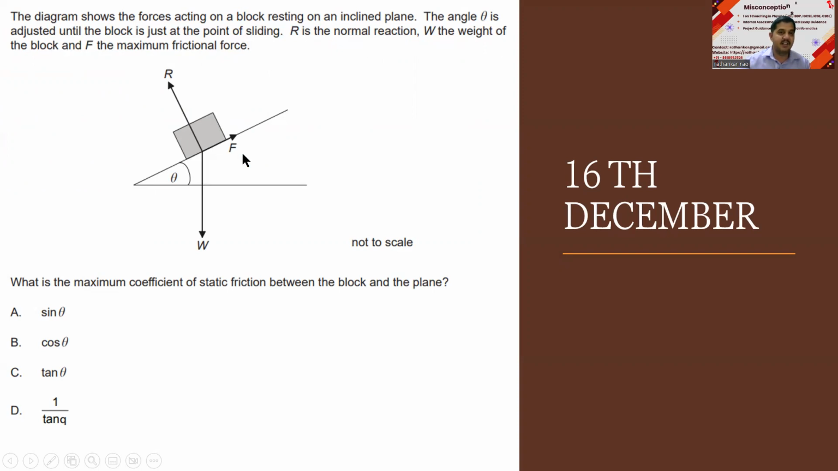It means it does not slide yet. It is just standing there, and the moment you increase the angle by a little bit, immediately the object starts sliding. R is the normal force, W is the weight of the block, and F is the maximum frictional force. Now, what is the question? Okay, everything has been done.